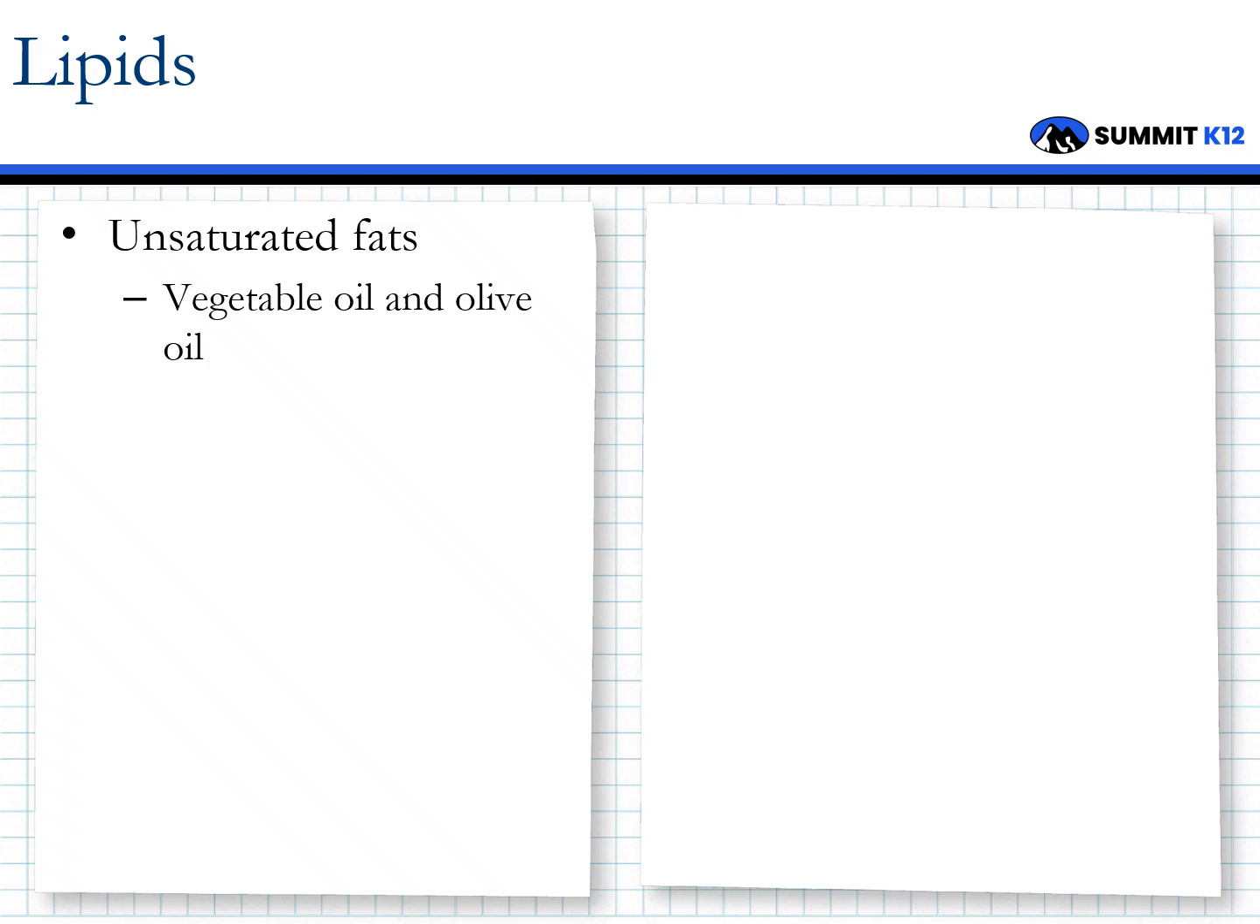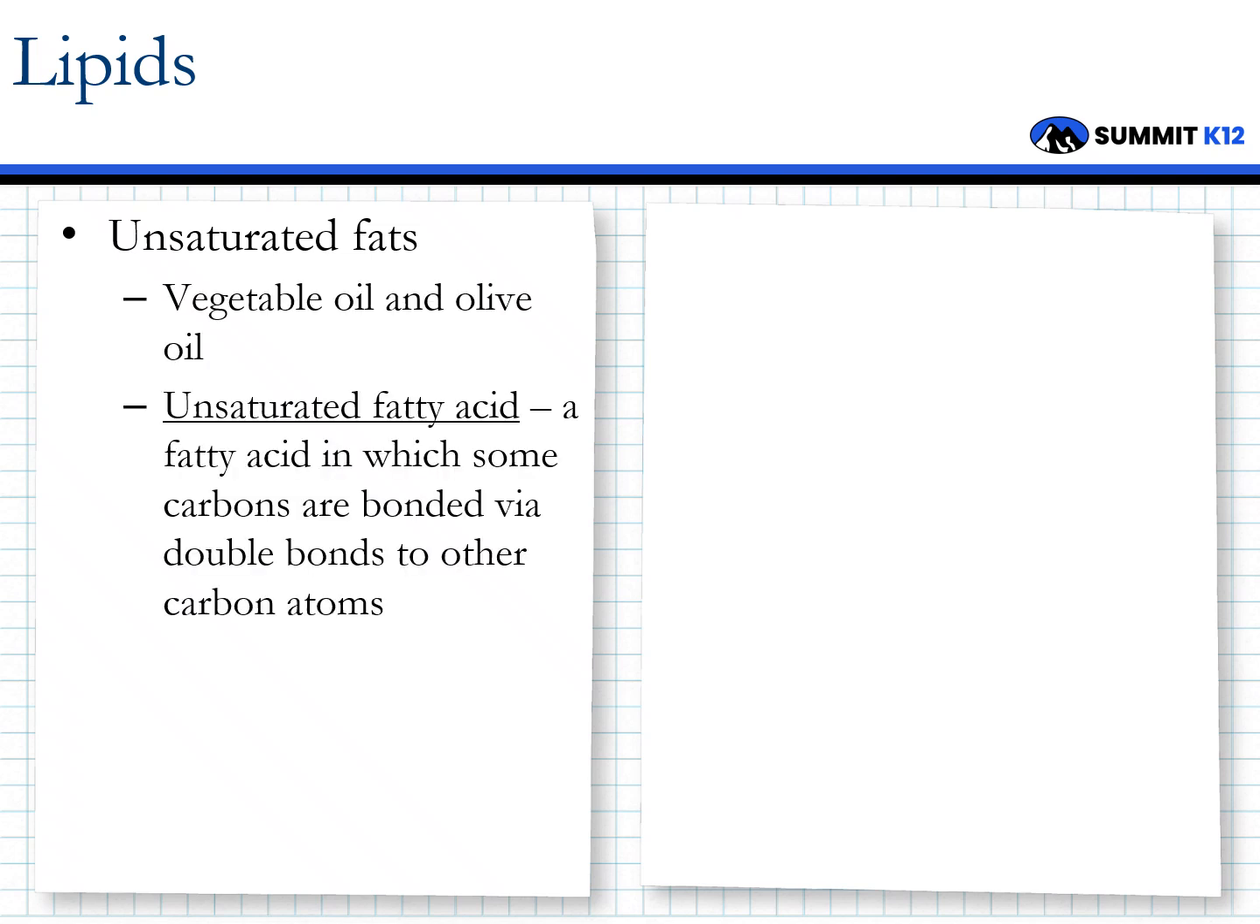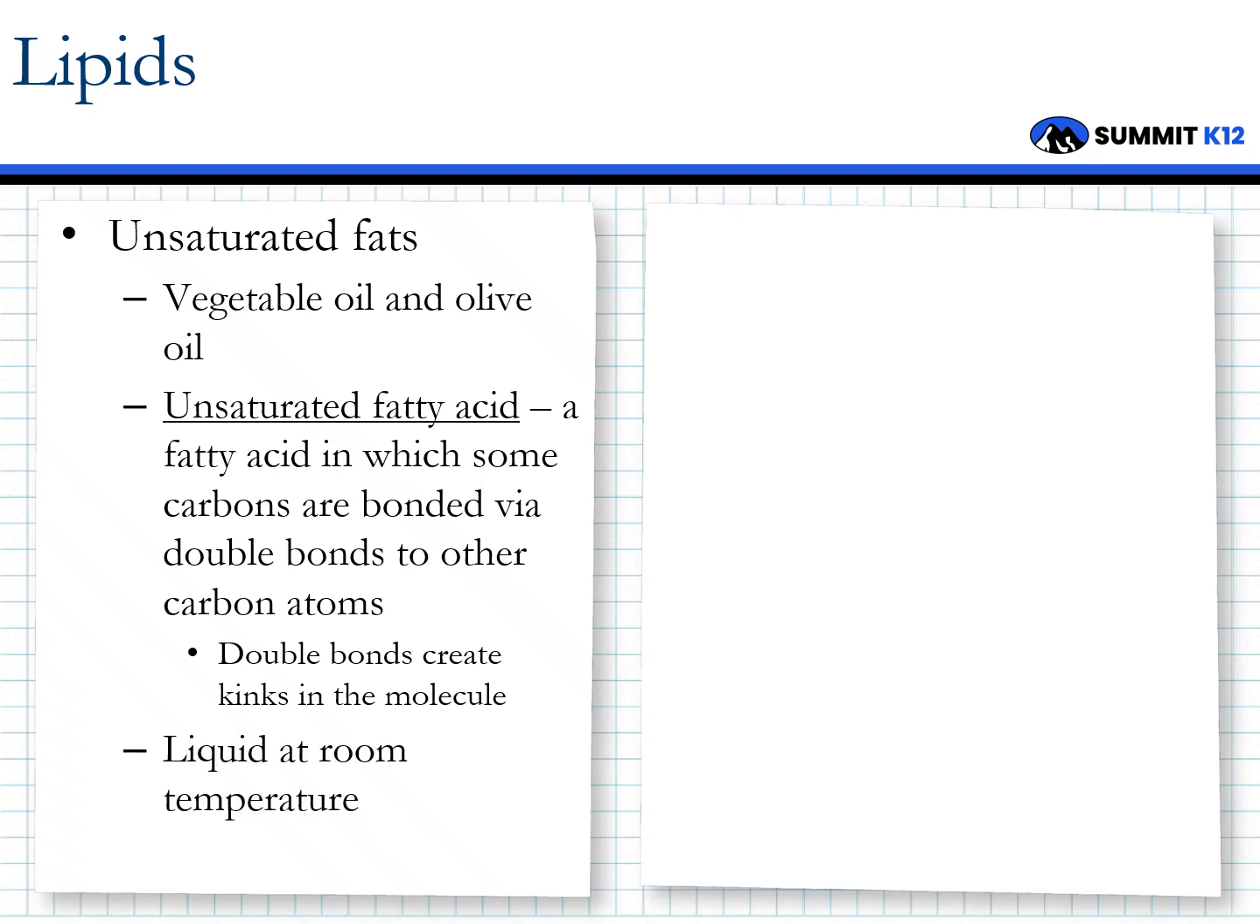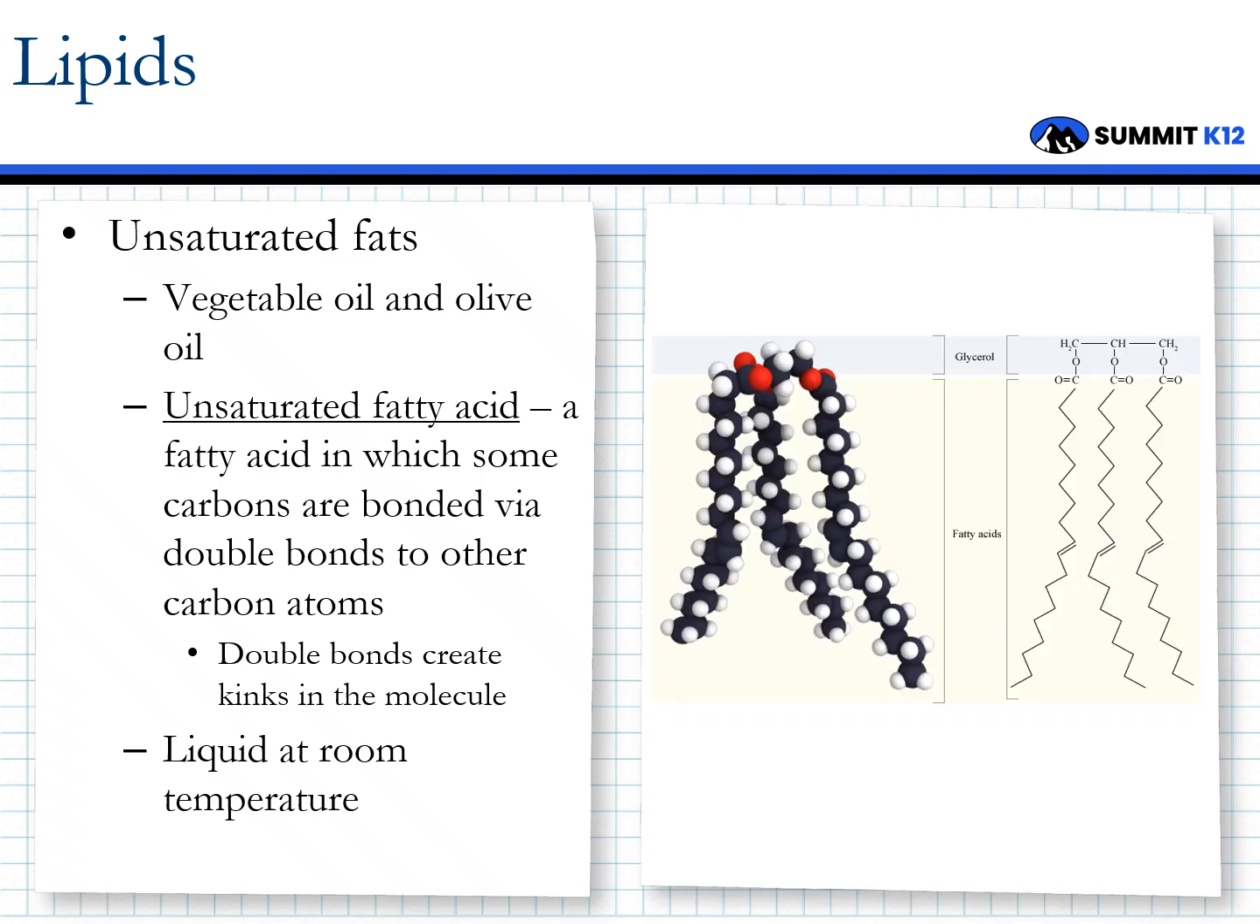Then unsaturated fats are typically going to be our vegetable oils, olive oils, avocado oils, things like that. And they are unsaturated because they don't have all those hydrogen bonds. Some of the carbons are double bound to other carbon atoms, giving them these kinks or bends in that fatty acid tail. These are going to be liquid at room temperature, right? Your olive oil, your avocado oil are both liquid at room temperature. So you can see them here, right? We've got those kinks in the tail. That's where our double bonds are.